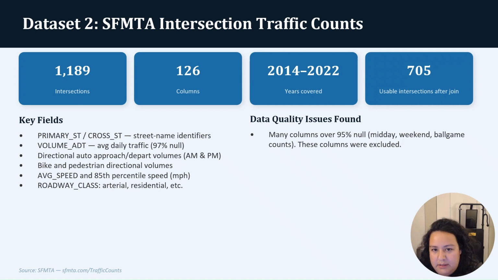And additionally, there was a composite metric in the dataset called volume ADT, which would be a very ideal denominator, but it was 97% null. And so I ended up constructing a proxy by summing all of the approach volumes from all of the different time periods that were recorded in the dataset.